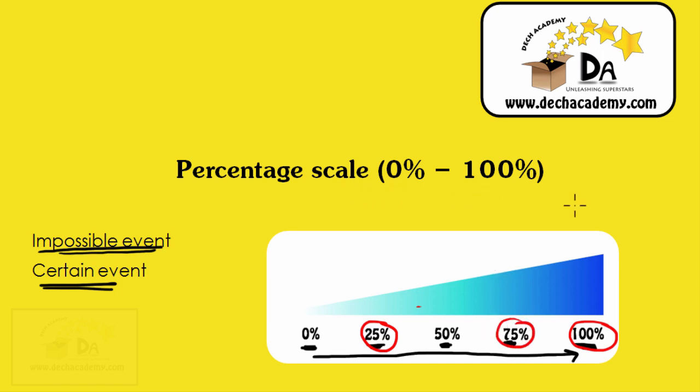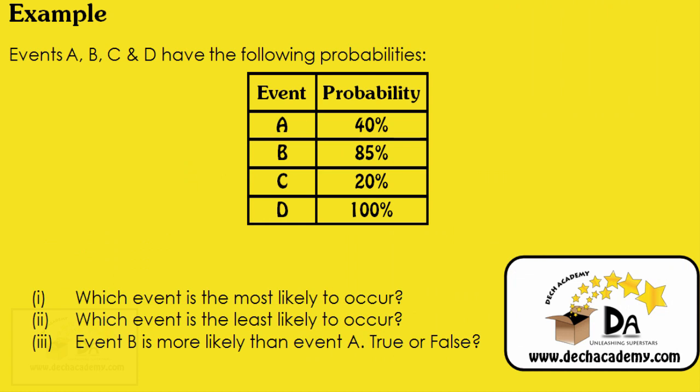So now we have a percentage scale. And we've also looked at the linear scale. So here's an example question. It's similar to the previous example. This one says, events A, B, C, and D have the following probabilities. But this time, the probabilities have been given in a percentage scale. Event A has a probability of occurrence that's equal to 40%. The probability of occurrence of event D is 100%, so you can easily understand this table.